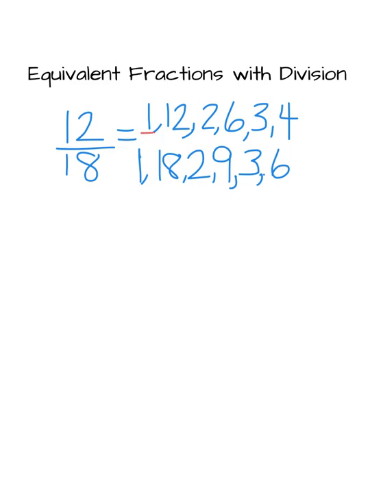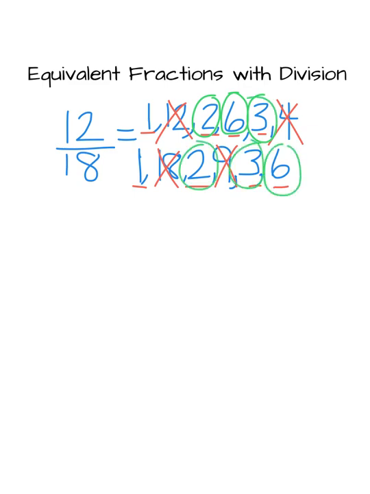So we see 1 is in both, 12 is not down below, 2 is, 6 is, 3 is, 4 is not. So we're going to cross off ones that we didn't find that were the same. Now again, we talked earlier that 1 doesn't make a whole lot of sense because you'll get the exact same thing. So you could use any of these numbers, the 2, the 6, or the 3, to find an equivalent fraction. So I'm going to show you really quick how each of those would work.